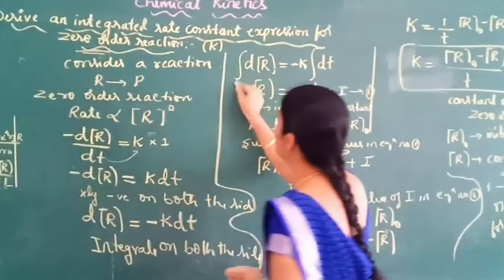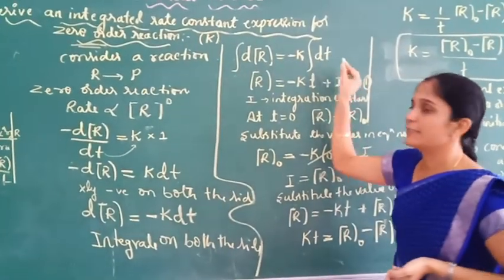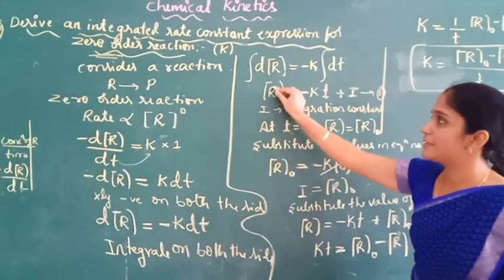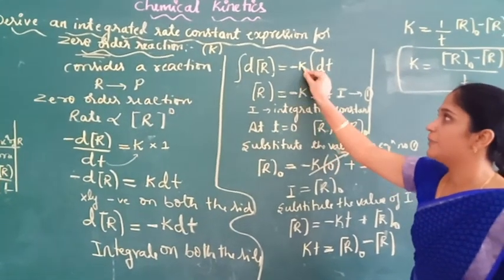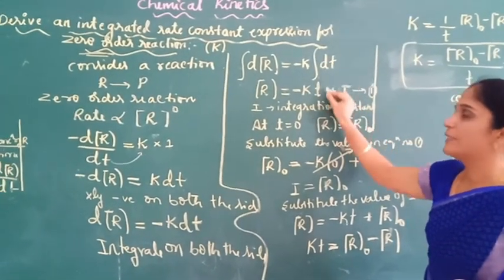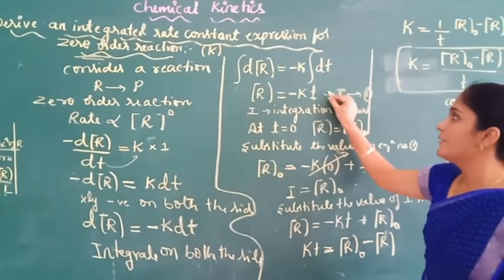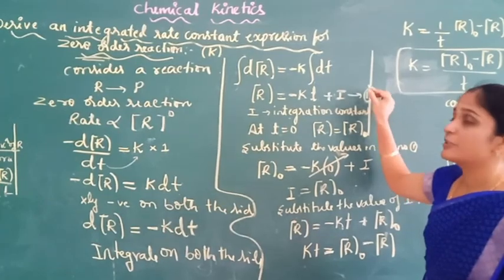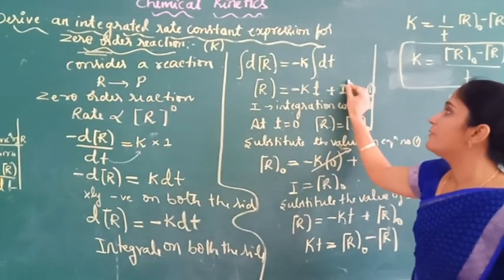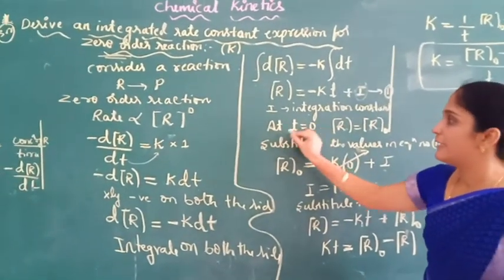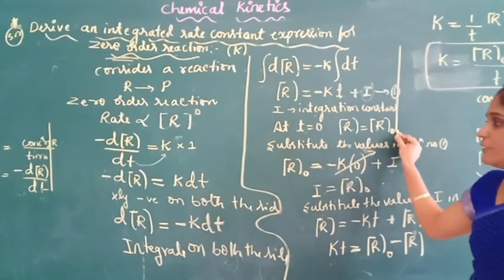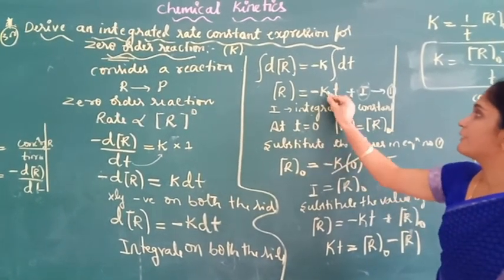So we get integration of dR equals minus k into integration of dt. So integration of dR equals concentration of R, that is equal to minus k. Integration of dt equals t plus I, where I is called integration constant. So call this equation number 1. Next, in order to find the value of I, at t equals 0 time, R concentration becomes equal to initial concentration. So substitute these two values in equation number 1.